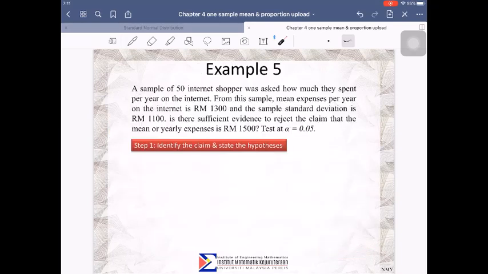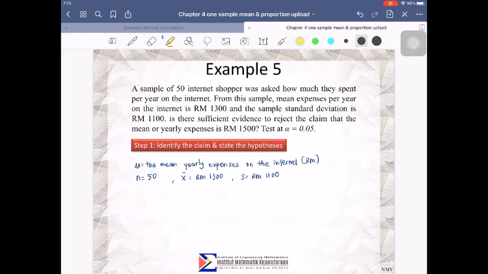We look into one example, example 5, with the question, and write down all the information we have in this question. So, we identified our mu as the mean yearly expenses on the internet in Ringgit Malaysia. We have a sample of 50, meaning that our n is equal to 50. From this sample, the mean expenses is 1,300, meaning that we have our x bar equal to 1,300. Sample standard deviation: S equal to 1,100 ringgit.